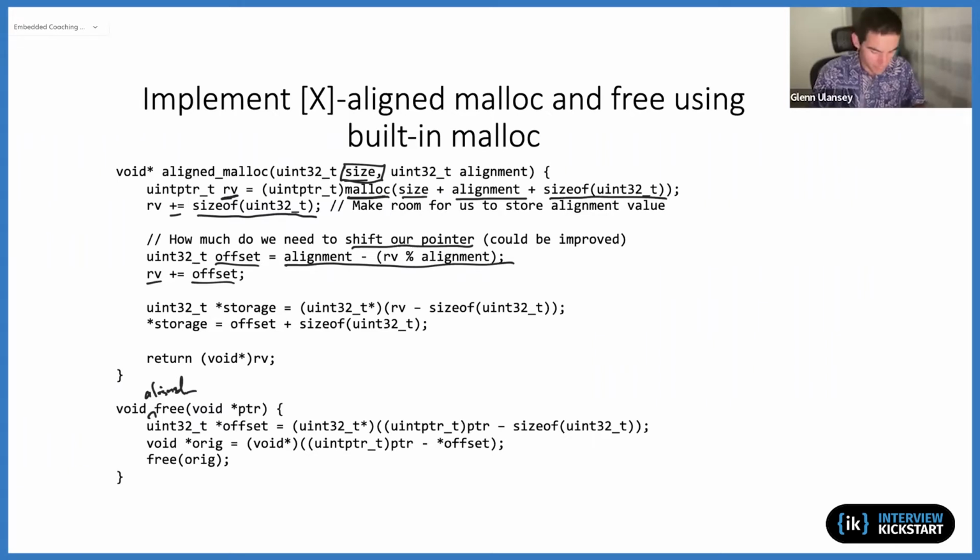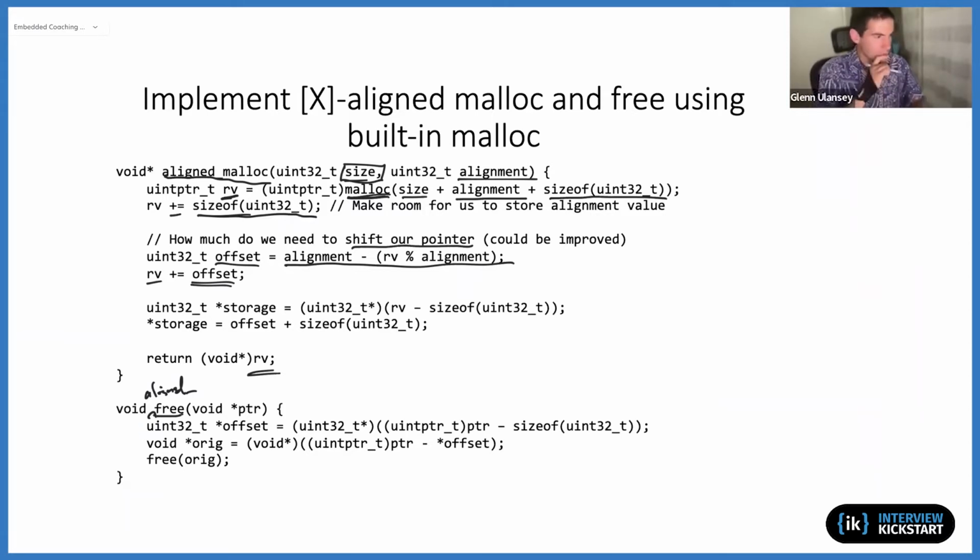And then ultimately, we're going to return that return value. So once again, we allocated memory, we incremented it by 4, we incremented it by however much is necessary to make the alignment requirement that the client asked for, and then we're going to return that pointer. If that was all we did, we've technically met the requirements of an aligned malloc. If someone asks for an allocation that is aligned, we are giving them back an allocation that is aligned.